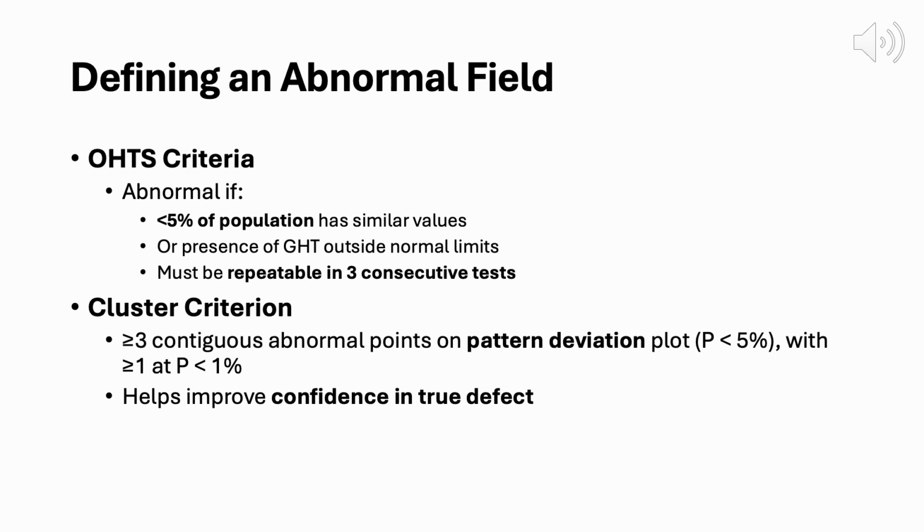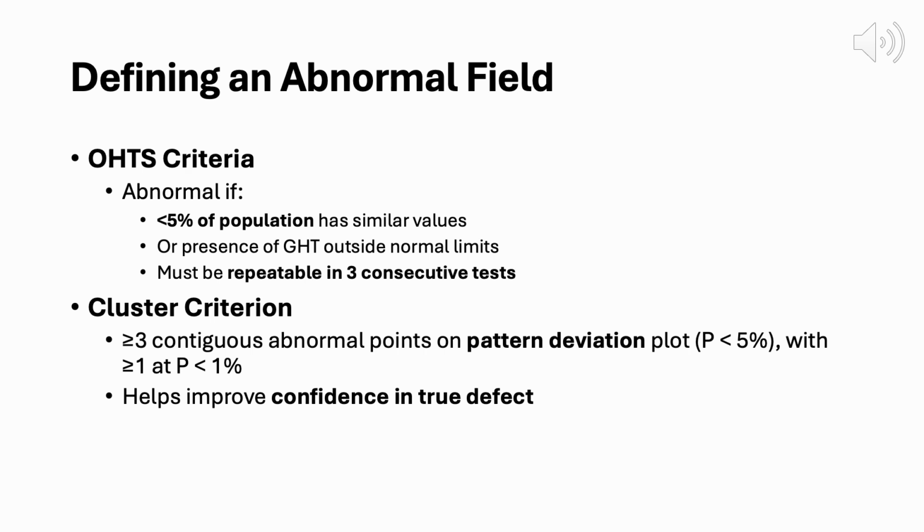Let's talk about what qualifies as an abnormal visual field. According to the Ocular Hypertension Treatment Study, a field is considered abnormal if less than 5% of the normal population would show similar results. Another marker is if the glaucoma hemifield test result falls outside normal limits. But the key is repeatability. These findings must be seen in 3 consecutive, reliable visual fields to be considered valid. We also use what's called the cluster criterion. This means there are at least 3 neighboring abnormal points on the pattern deviation plot, and at least one of those has to be significant at the 1% level.